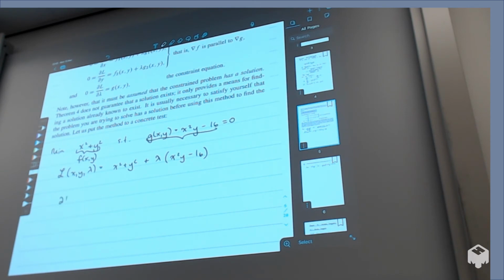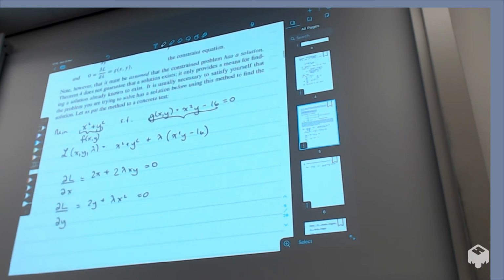So if you work through this, let's just check that our partials are correct. We take a partial with respect to x, we get 2x plus 2 lambda xy, and we set this equal to 0. Partial with respect to y, and partial with respect to lambda. Yes? Partials all happening? Excellent.